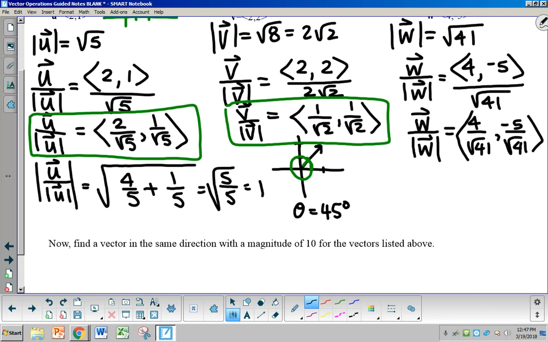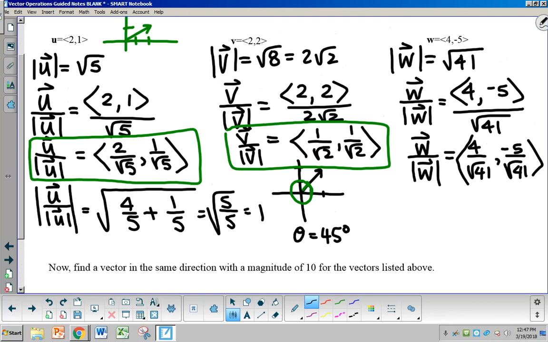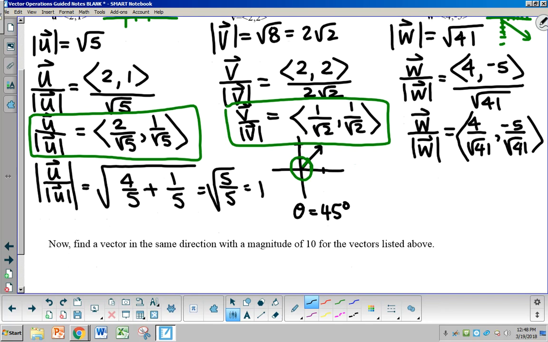Now what would its direction be? How do we find that? Is it going to be the same direction as the original vector? The answer is yes. And if I were to graph this vector, it's going to be over 4 and down 5. So it's going to be over here. It's going to be a fourth quadrant angle. How would I find its theta? To find its alpha first, it's going to be the inverse tangent of 5 over 4.